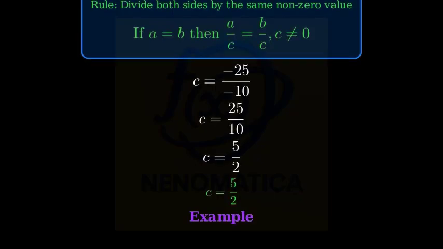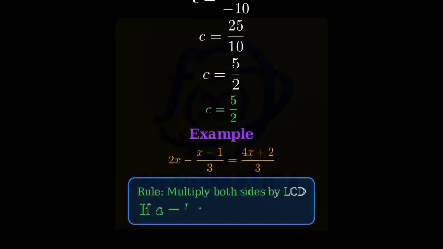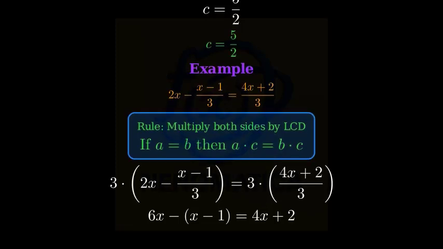Now, let's solve our second example. 2x minus the quantity (x minus 1)/3 equals 4x plus 2/3. First, let's multiply all terms by 3 to eliminate the fractions. This gives us 6x minus the quantity (x minus 1) equals 4x plus 2.